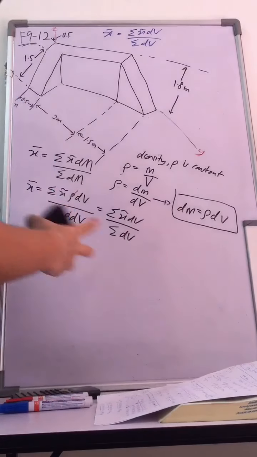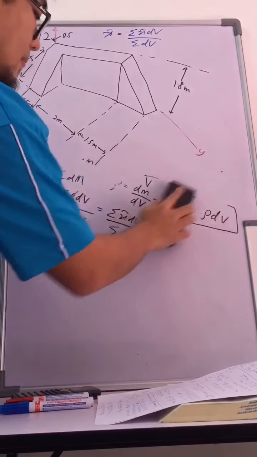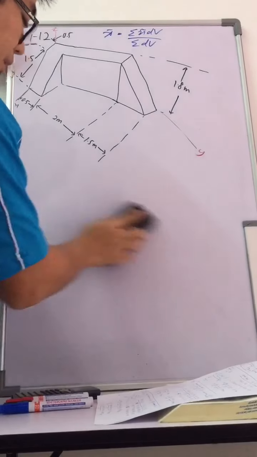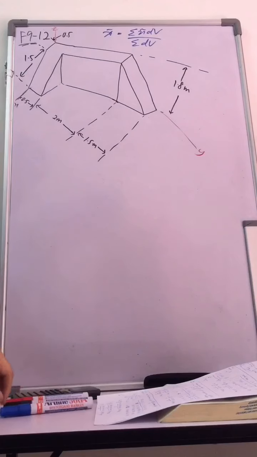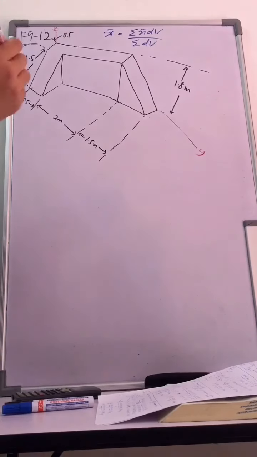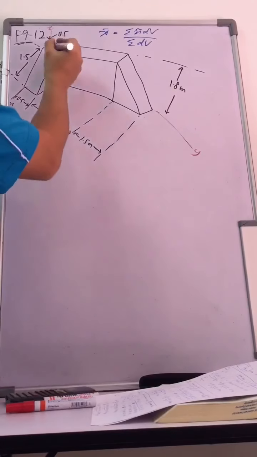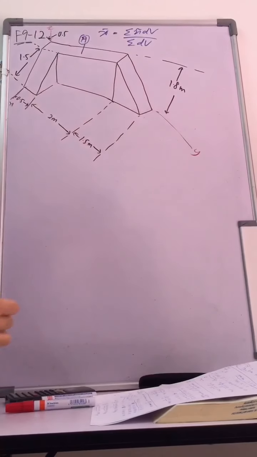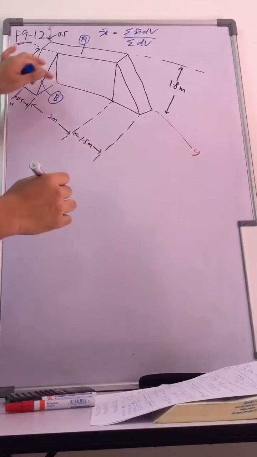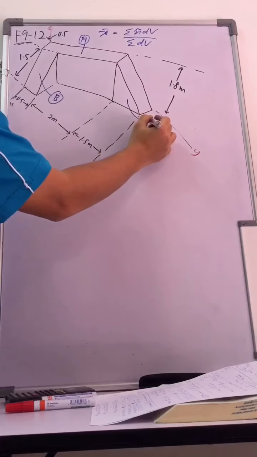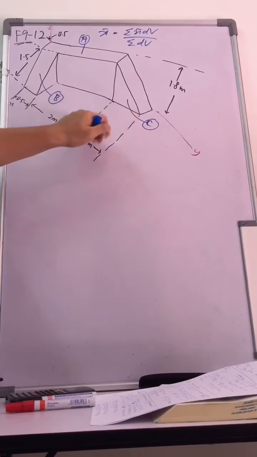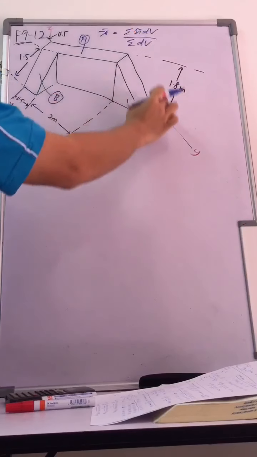Okay, so for now, let me erase this. And then you realize that all this is a composite. It's actually a single body, but you can section the single body into three parts, right? Can you see that? Can we call the rectangle the first block, block A? And can we call this triangle block B? And this triangle as C, which has a height of 1.8 meter, a width of 1.5 meter, and a thickness of 0.5, right? 0.5, 0.5 and 0.5. Okay?